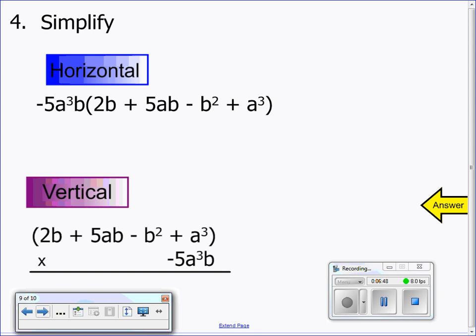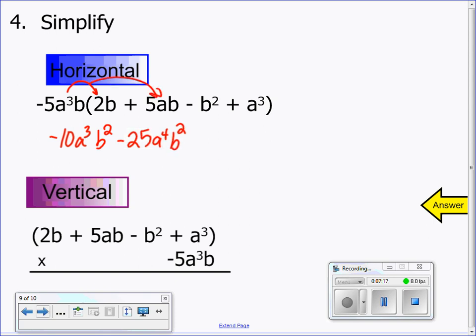So again, we're multiplying the coefficients. So 5 and 2 is negative 10. If there is no variable with the a, you just bring down the a cubed. There is a variable that matches with b, so b squared would be what we would have here. Then we have 5 times positive 5, which is minus 25, a to the 4th power, and b squared.